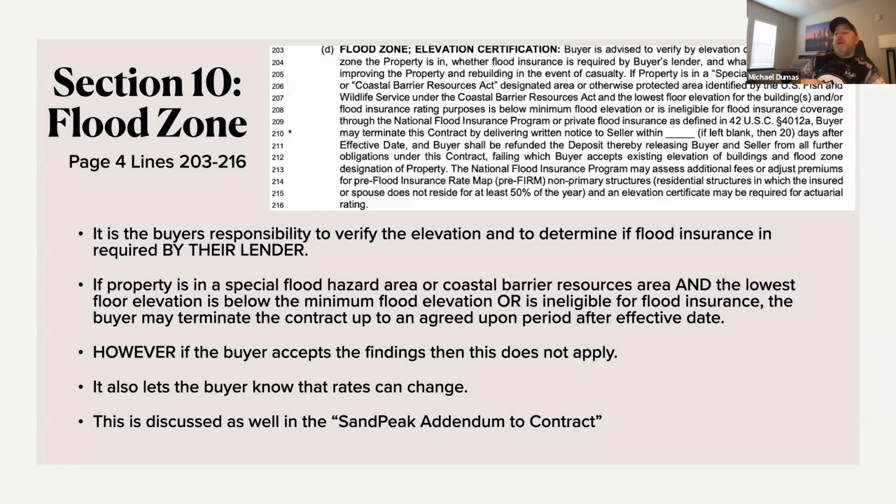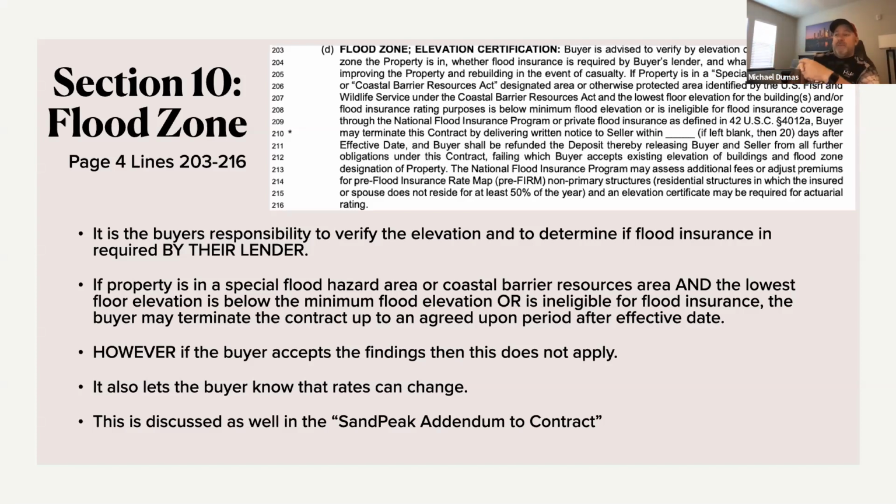But if the buyer accepts the findings of the elevation certificate comes back, they find out that the base elevation is lower than the flood elevation, and they accept the findings, then this all goes away. They can't cancel. Okay, so very important.